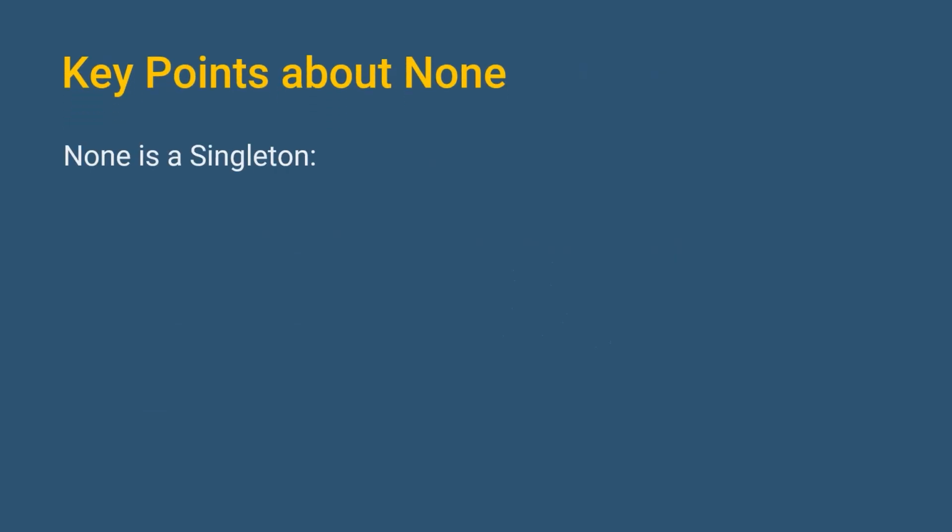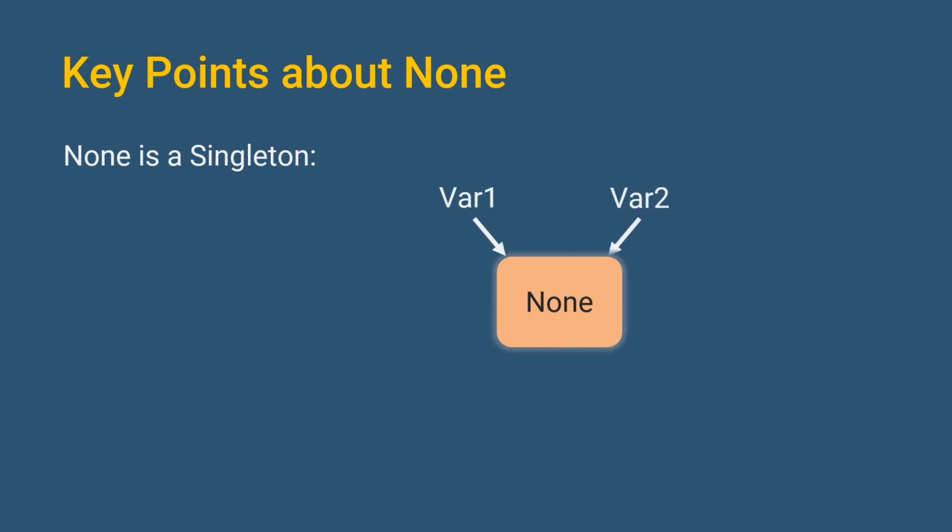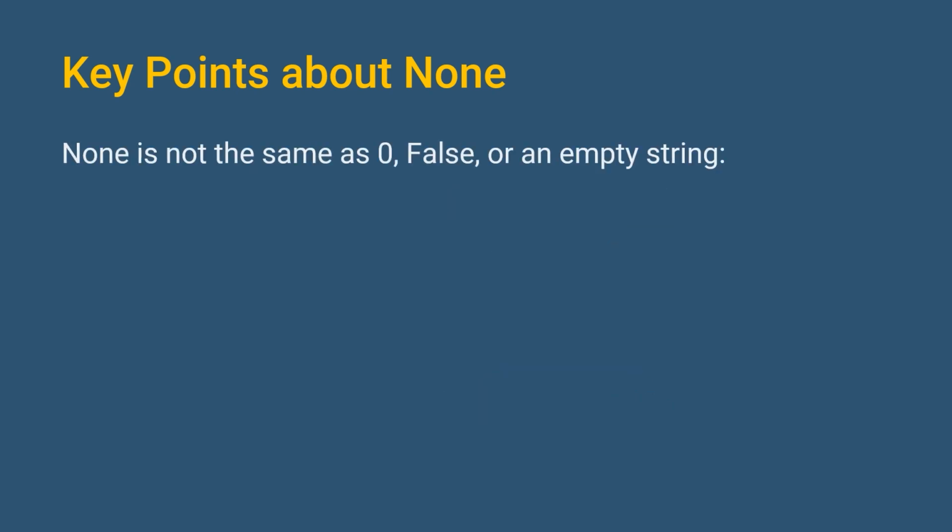None is a singleton object in Python, meaning there is only one instance of it in memory. Any variable assigned None points to the same object. None is not the same as 0, False, or an empty string. Each of these represents different concepts in Python.